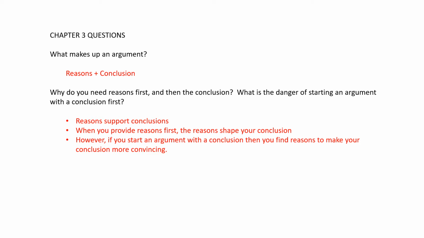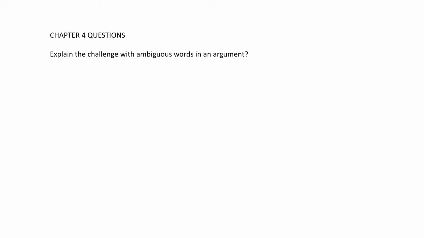So most authors, to be critical thinkers, most authors should start with their reasons and come to their conclusion. But as critical thinkers, we need to recognize if the author is trying to use the reasons to fit their conclusion, or if the author has reasons and then they are trying to find a conclusion based on the reasons. So those are a little different from each other.